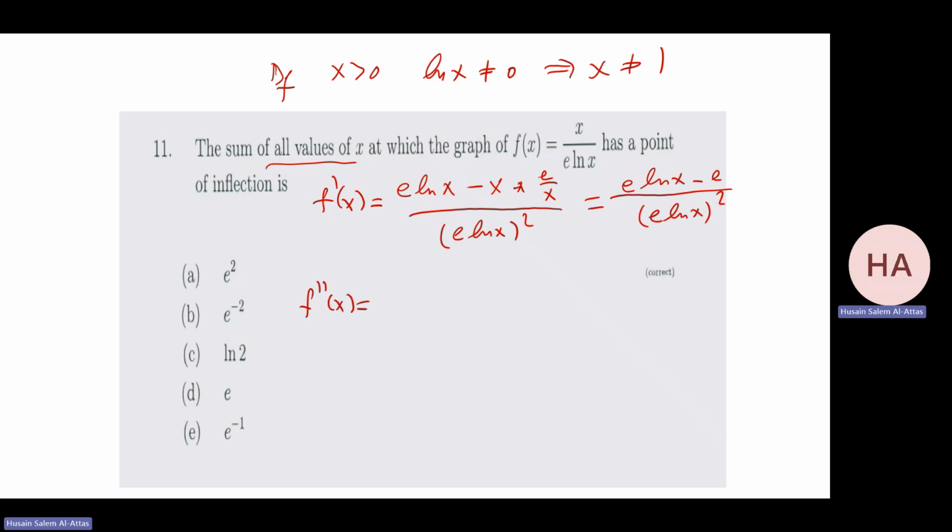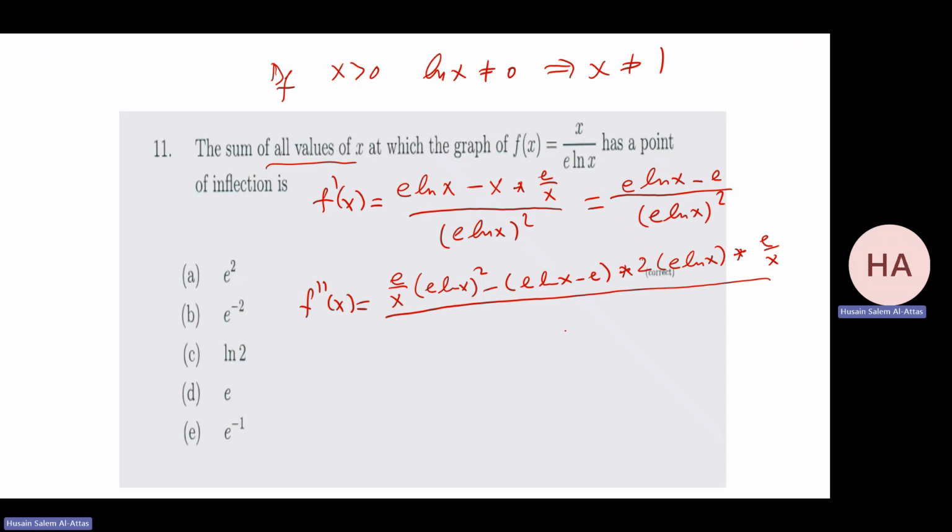derivative. That will be the derivative of the numerator, which is e over x, times the denominator, minus the numerator times the derivative of the denominator, which is what? 2 e ln x times e over x. All of this over e ln x all to the power 4. Yeah. What is this? This will be what? e ln x all squared over x minus.